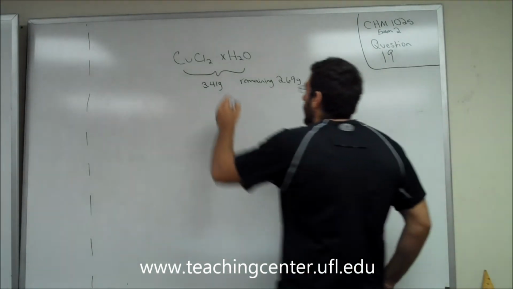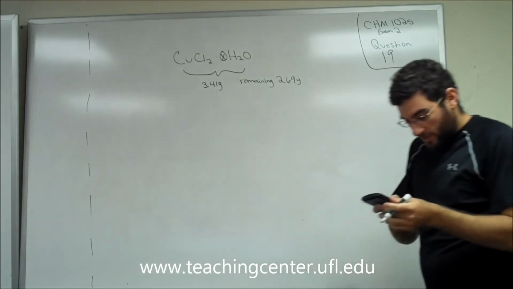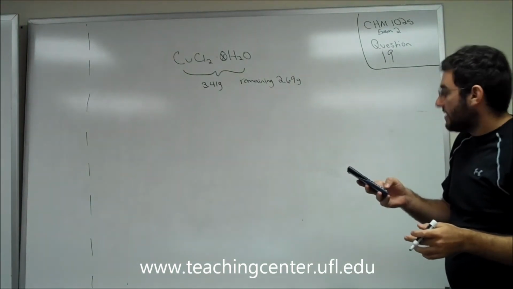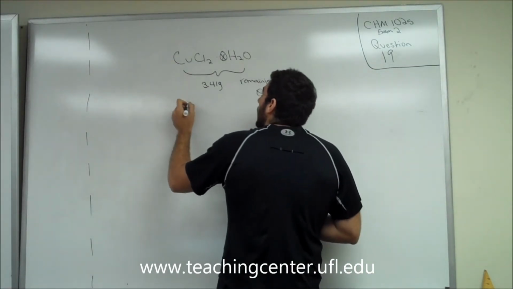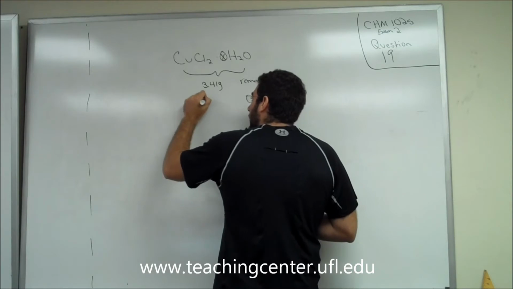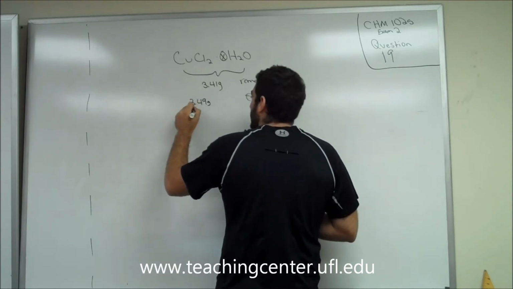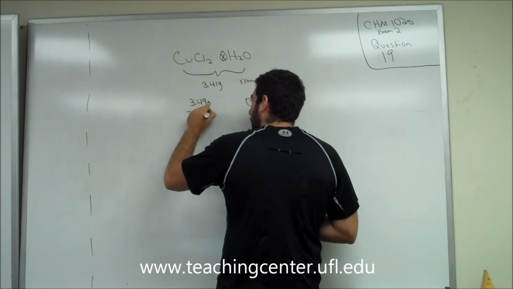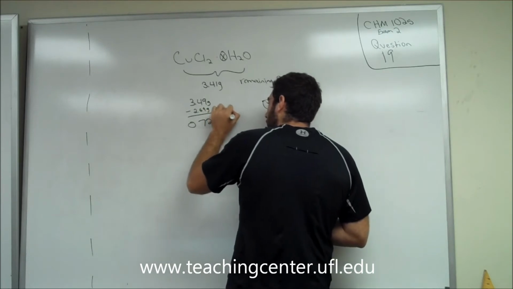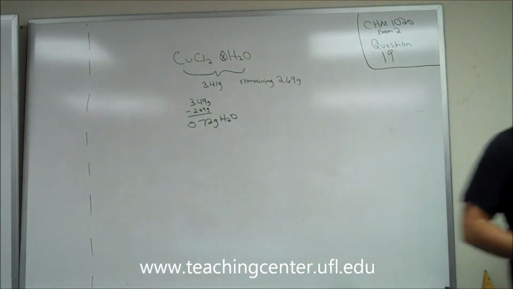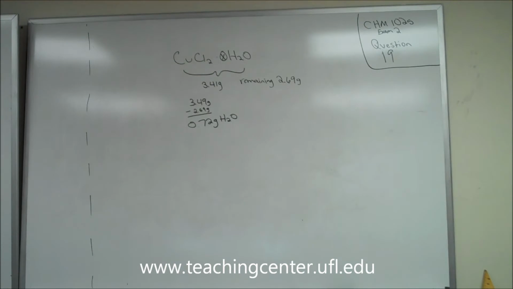So here we're looking for the value of X. The first thing I did was I said 3.41 minus 2.69. In order to determine the grams of water, we do 3.41 grams total minus 2.69 grams of sample left without water, and that gives us 0.72 grams H2O. When we do a question like this, we need to know the molar mass of H2O, and we also need to know the molar mass of copper chloride.